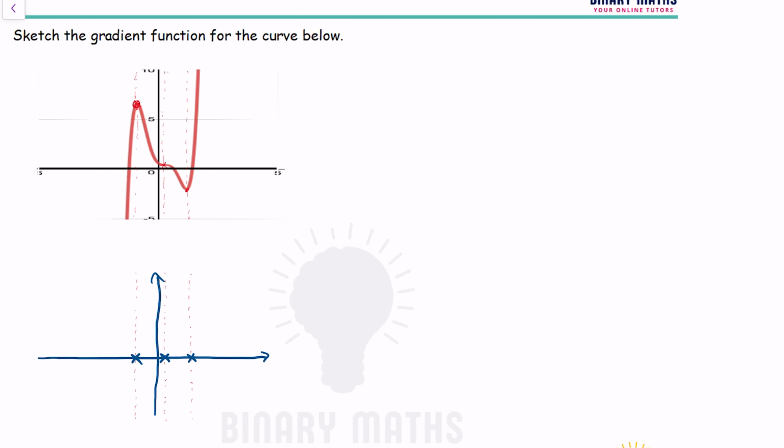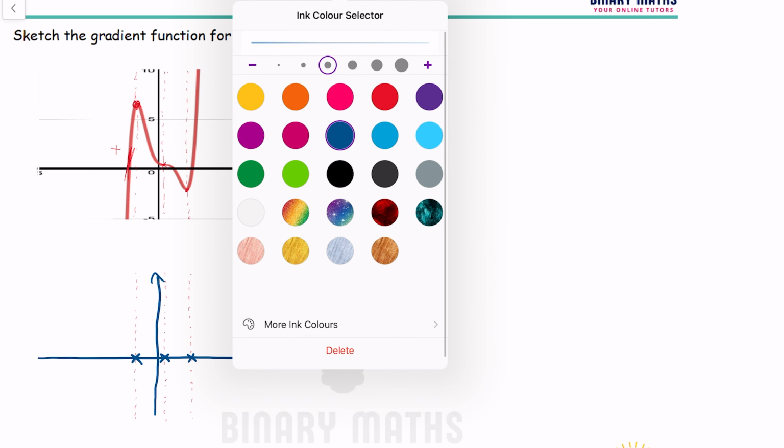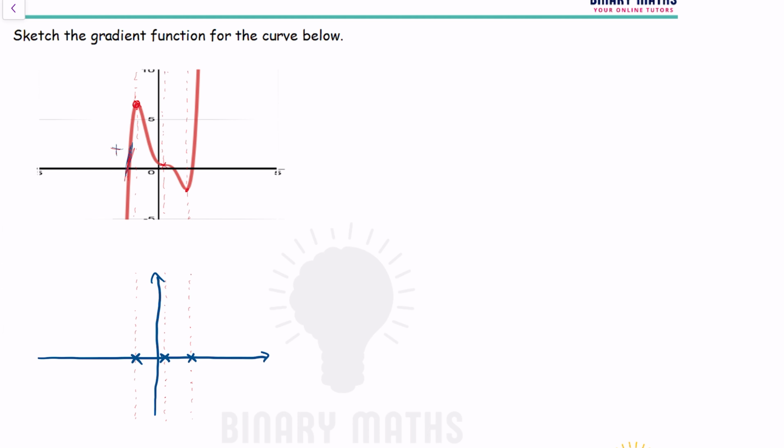So here, gradient is positive. In this section, let me use a different color. You can see gradient is positive here. Here, gradient is negative in this section. Here, gradient is negative. Here, gradient is positive. So it's going to be positive infinity here, infinity there, and infinity there.